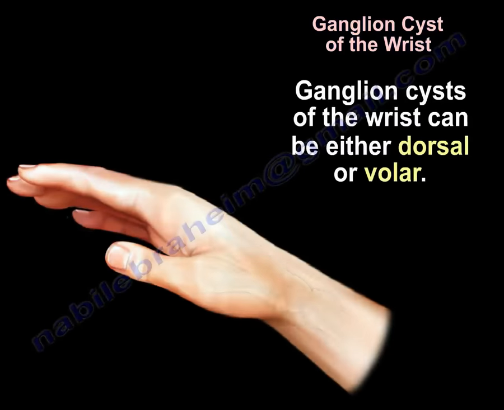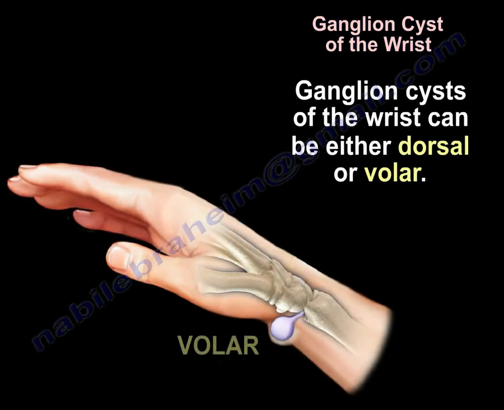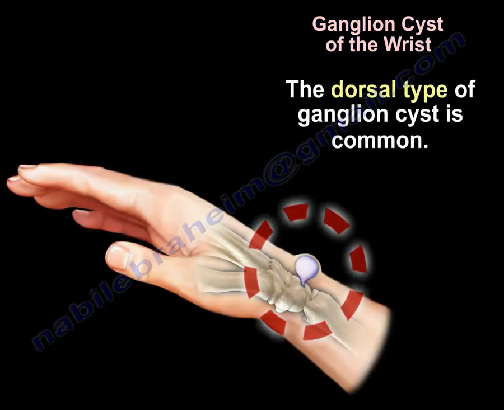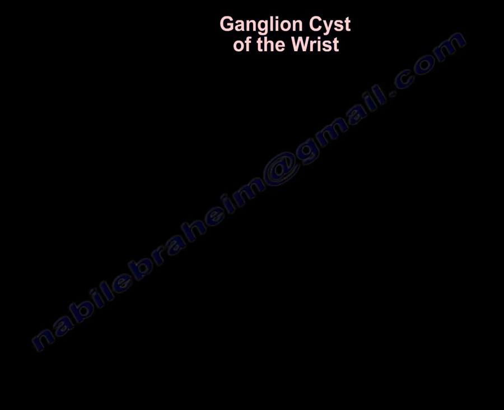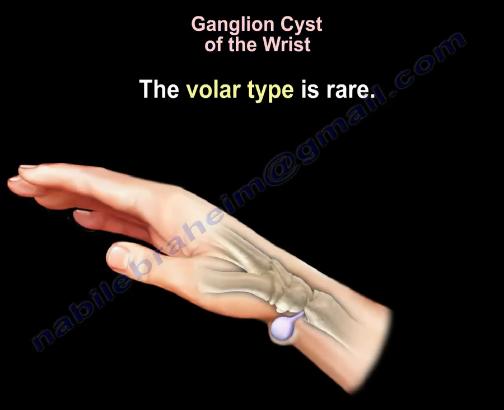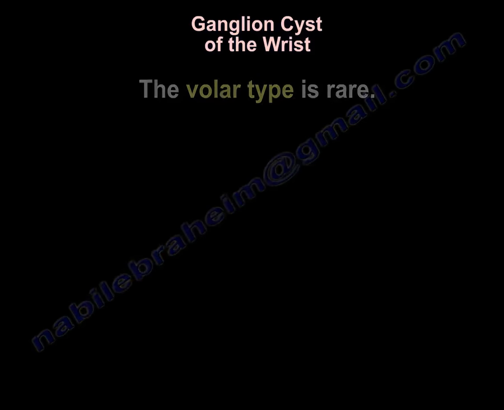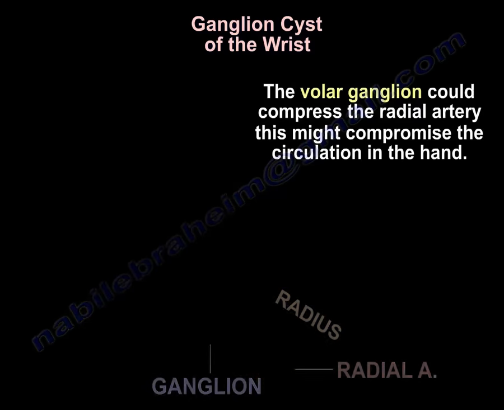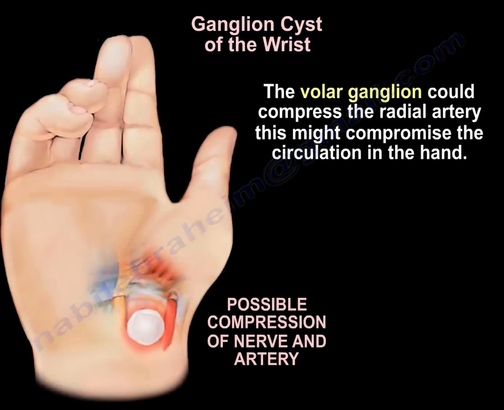The ganglion cyst of the wrist can be a dorsal ganglion cyst or a volar ganglion cyst. The dorsal ganglia is common. The volar ganglia is rare. The volar ganglia can compress the radial artery, and this might compromise the circulation of the hand.